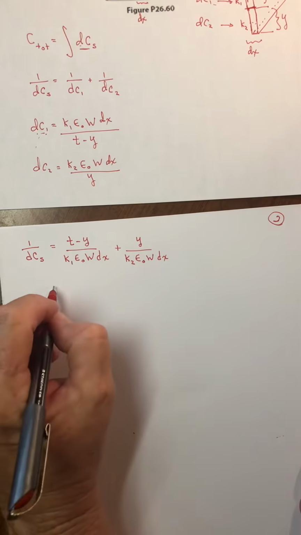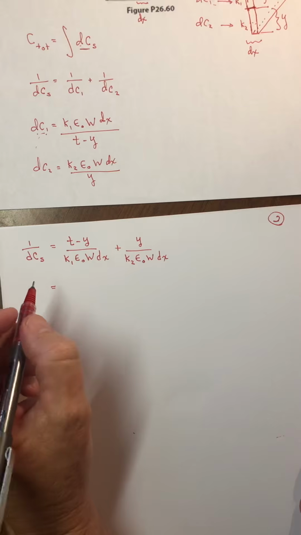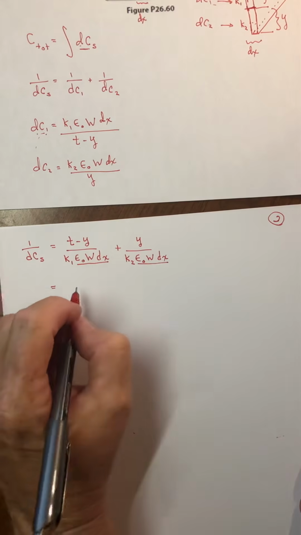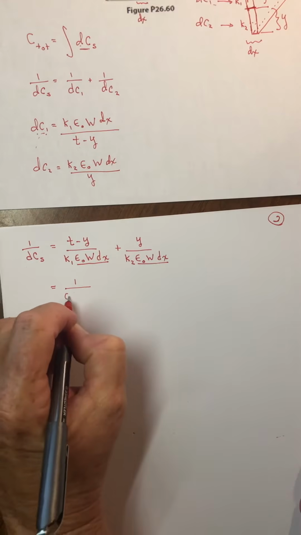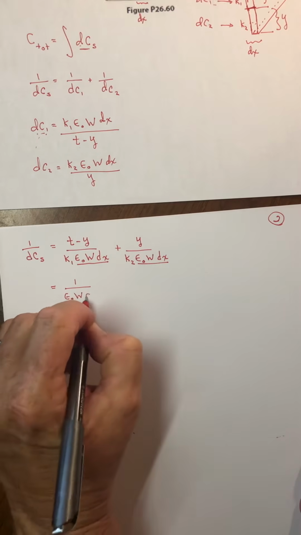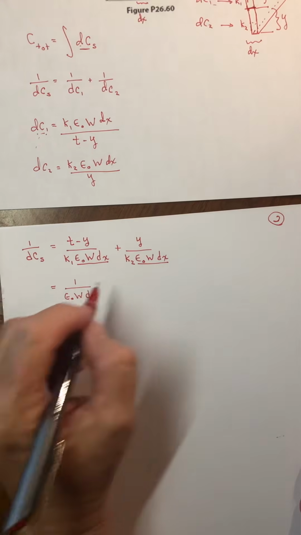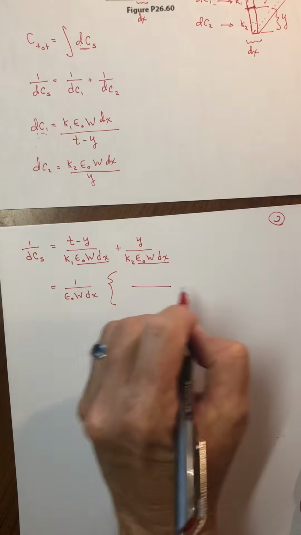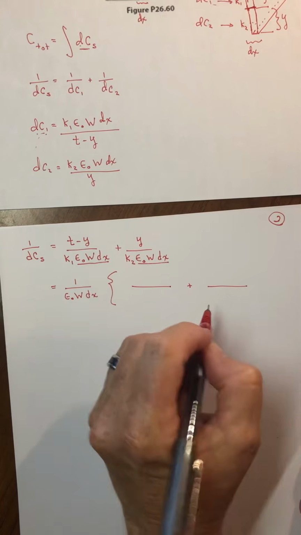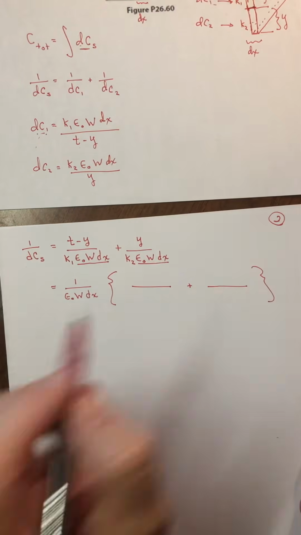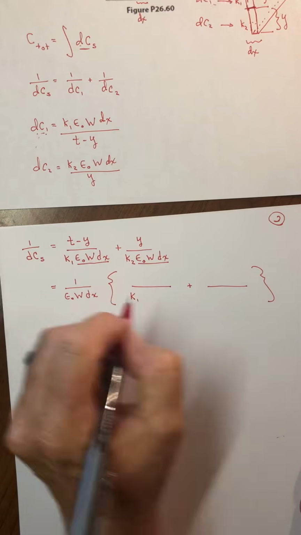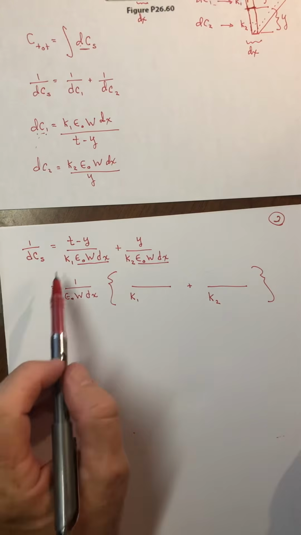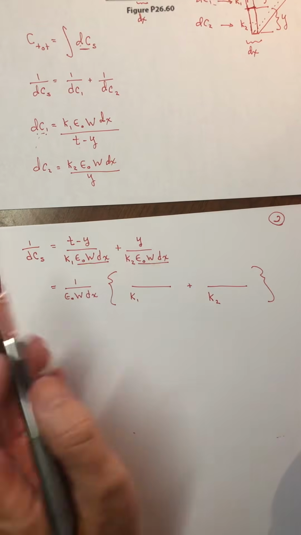And maybe I'll just notice that there are a couple of factors that certainly are the same, and these three down here in the bottom. So I'll write it as 1 over epsilon naught W dx, and of course then I'll be left with two fractions. This has a kappa 1 and a kappa 2. And maybe now it's time to deal with this y here.